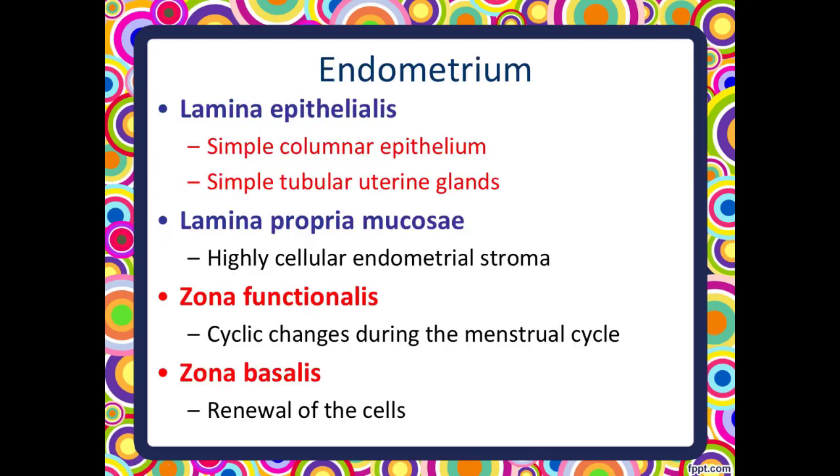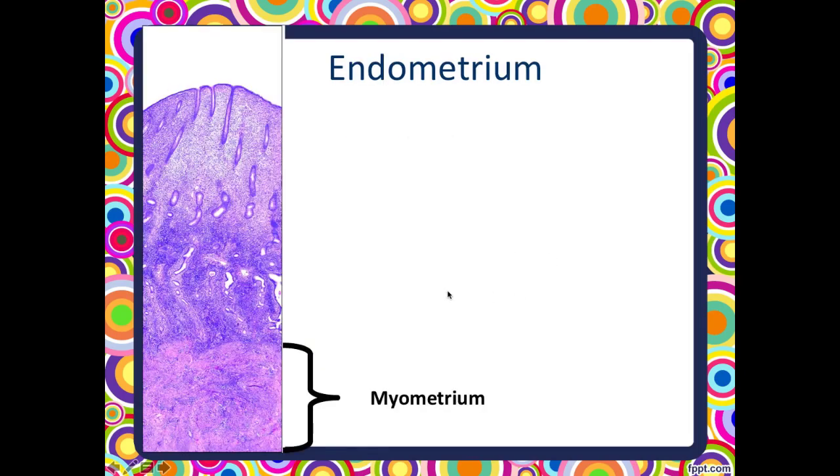Endometrium is lined by the lamina epithelialis, so the epithelial lining made by simple columnar epithelium with the uterine glands, which are simple tubular. Then you can see lamina propria mucosa, which is a highly cellular layer, which is called the endometrial stroma. So this is the endometrium.